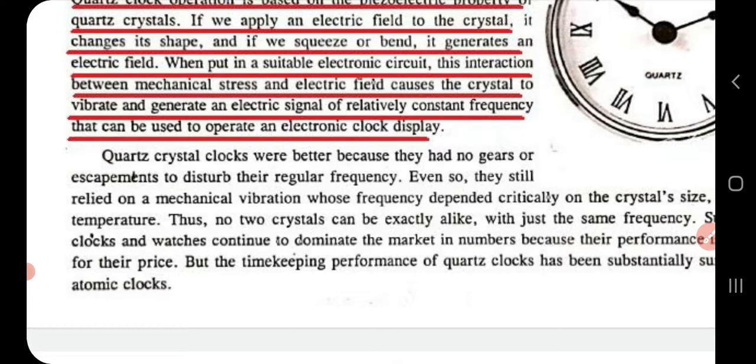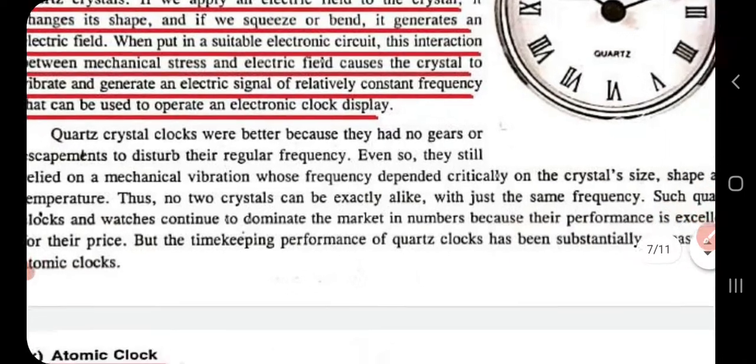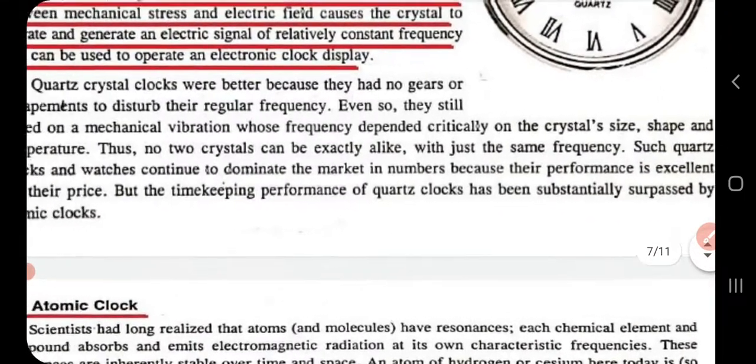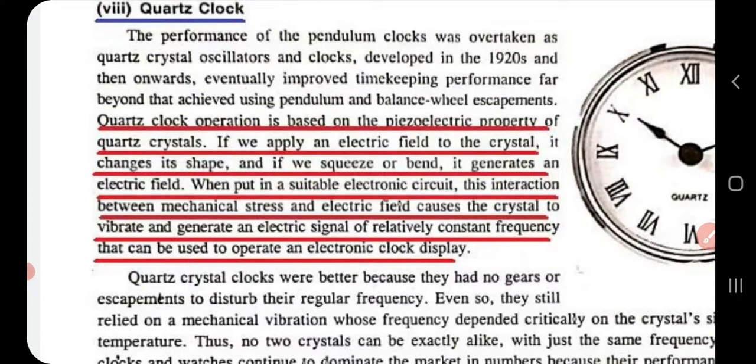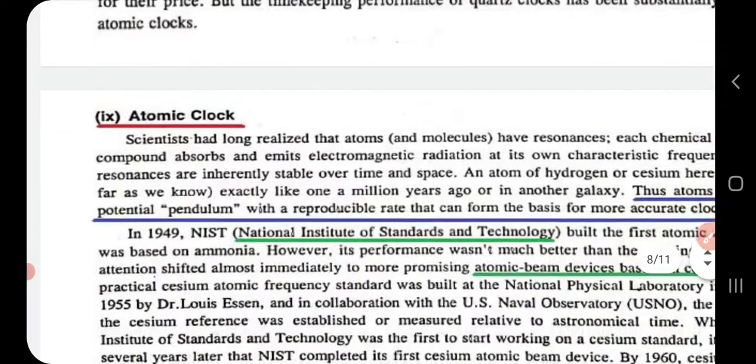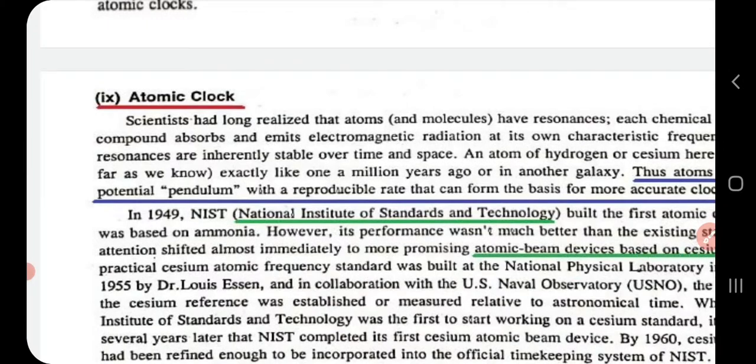Because their performance is good, but the timekeeping performance of the quartz clock has been substantially surpassed by atomic clocks. That is, even though the performance of the quartz clock is fairly good, now in place of the quartz clock we have atomic clocks. Now what are atomic clocks?